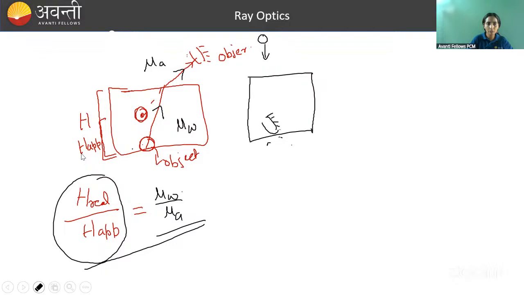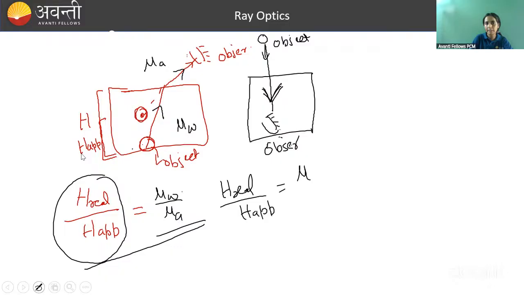So this is what here? Observer. And this is what? Object. Light travels from where to where? From the object to the observer. क्योंकि जिसको देखना है उसकी आंखों में light आनी चाहिए. So light will travel like this. If you write the formula, H real by H apparent, in this case will become the refractive index of air by the refractive index of water.